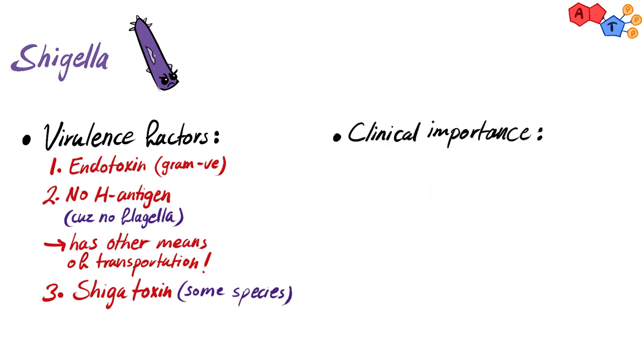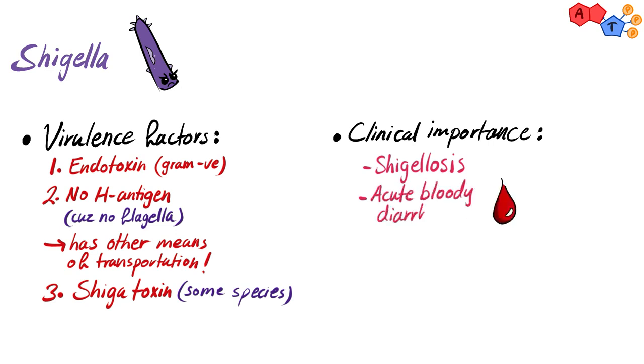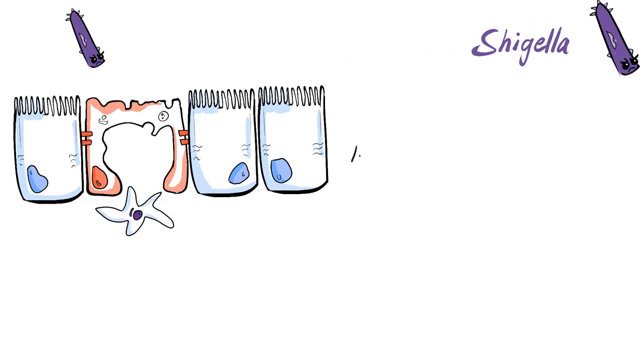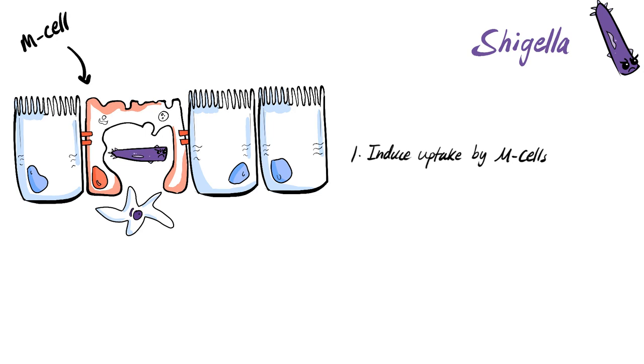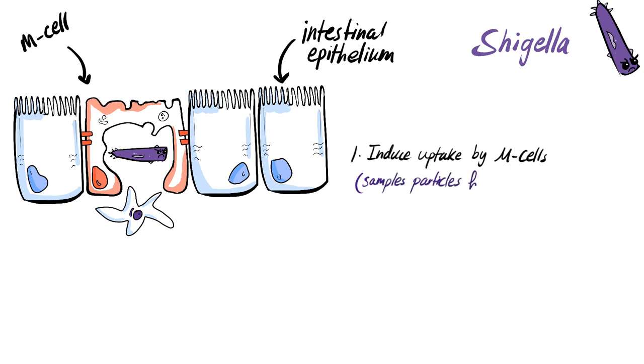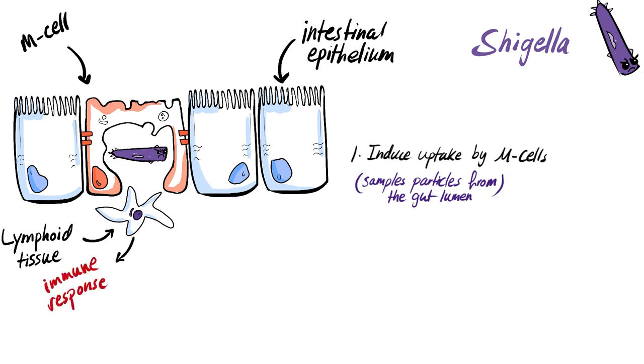Now let's talk about the clinical importance. Shigella infection is called shigellosis. Makes sense. And it's characterized by acute bloody diarrhea. Let's discuss the pathogenesis of that. First of all, Shigella induces its uptake by M cells, found in between the intestinal cells. M cells are specialized epithelial cells which continuously sample particles from the gut lumen and deliver them to the underlying mucosal lymphoid tissue, where immune responses can be initiated.